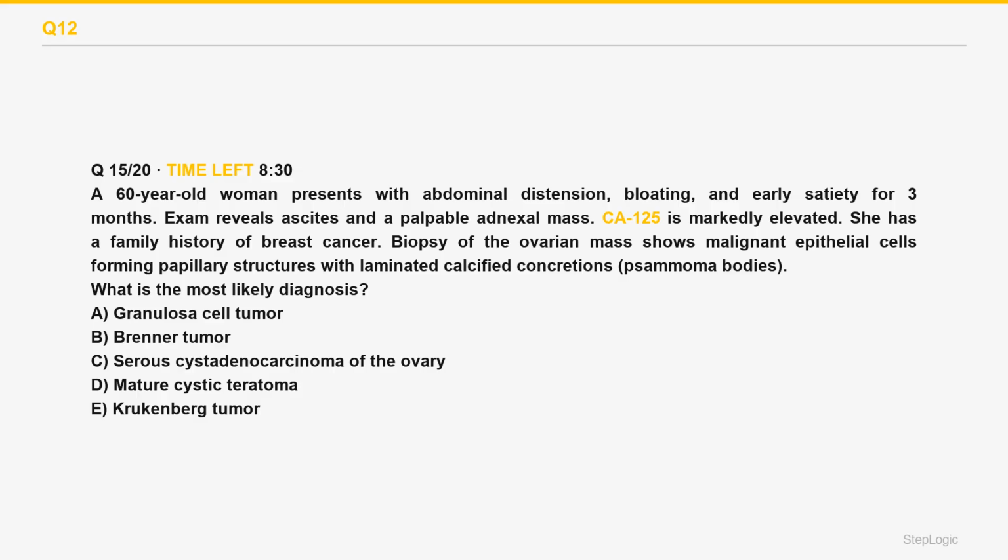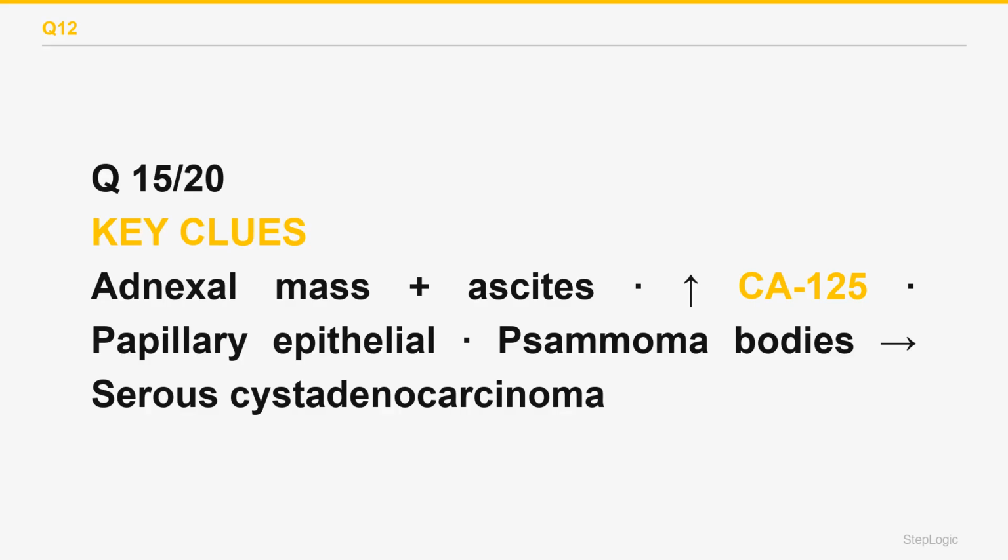Read the command. Most likely diagnosis. Older woman, ascites, adnexal mass, high CA-125, papillary epithelial tumor with psammoma bodies: serous cystadenocarcinoma of the ovary. This is serous cystadenocarcinoma, the most common type of malignant ovarian tumor, an epithelial surface ovarian cancer.